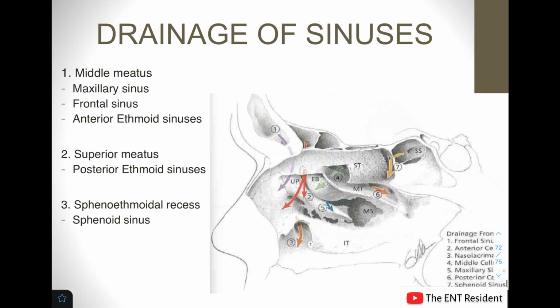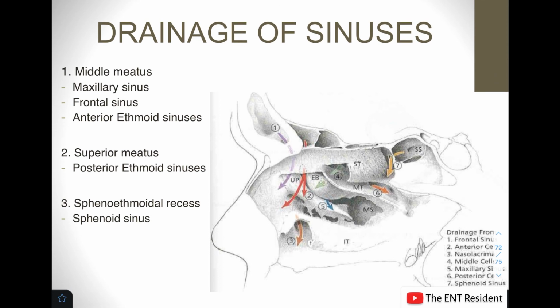So if we had to summarize the drainage of sinuses, in the middle meatus, the maxillary sinus, frontal sinus and the anterior ethmoidal sinuses drain. The posterior ethmoidal sinus drains into the superior meatus and the sphenoid sinus drains into the sphenoethmoidal recess.